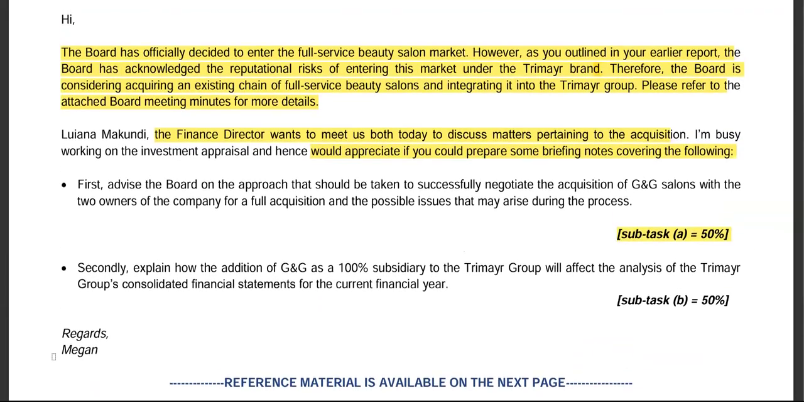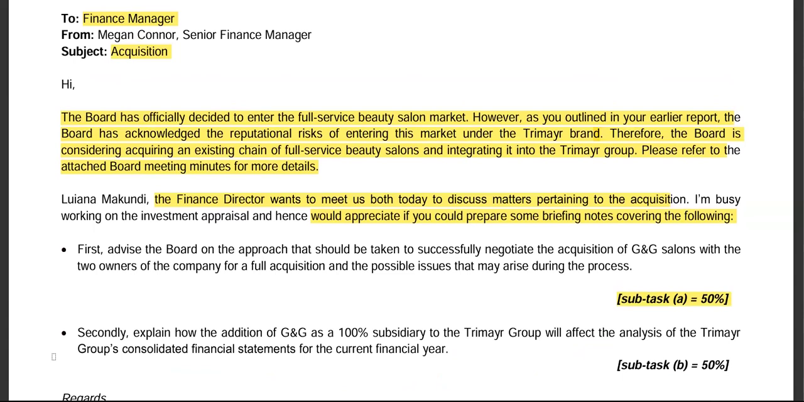Anyways, let's come back to the two subtasks. As you would remember, we discussed subtask B in our F2 workshop, which was conducted a couple of weeks back. So let's focus on subtask A. Advise the board on the approach that should be taken to successfully negotiate the acquisition of G&G salons with the two owners of the company for a full acquisition. So once again, the examiner is insisting that we want 100% ownership. Okay, that's not going to be easy, right? So we have to advise how we can negotiate a full acquisition of the company.